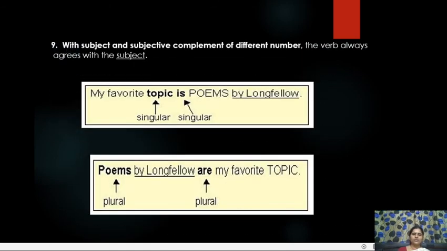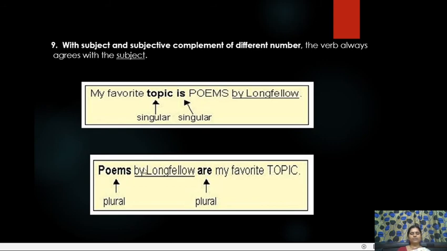With subject and subjective complement of different number, the verb always agrees with the subject. See here, my favorite topic is poems by Longfellow. This is the name of the topic, of course, you are referring to here. The subject of the sentence is my favorite topic. So the verb has to agree with the subject itself. Poems by Longfellow are my favorite topic.